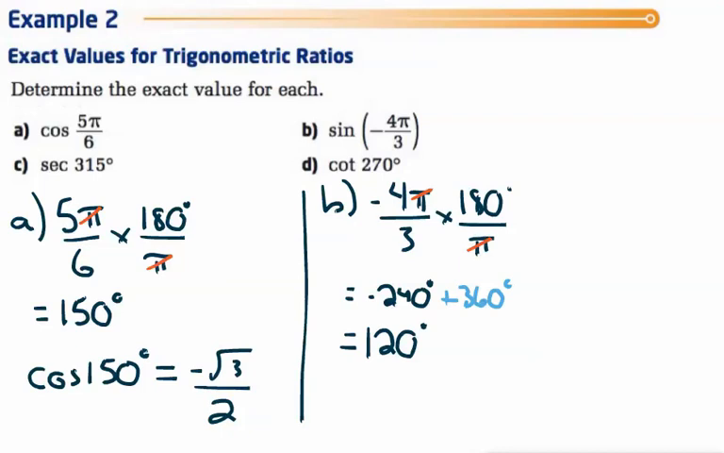So what B is asking us to find is sine of 120 degrees. Look it up in the table. √3/2.